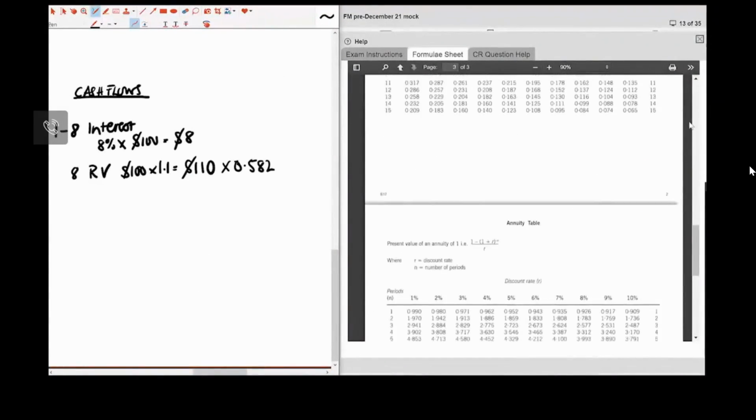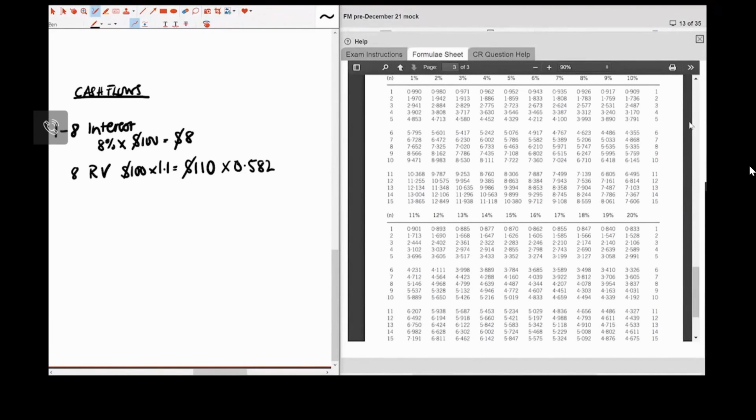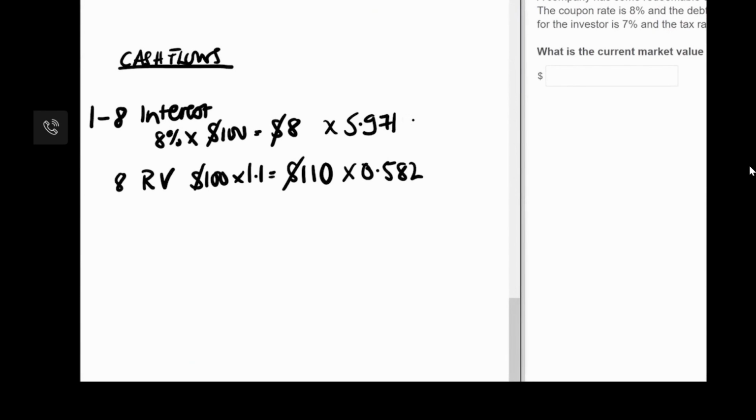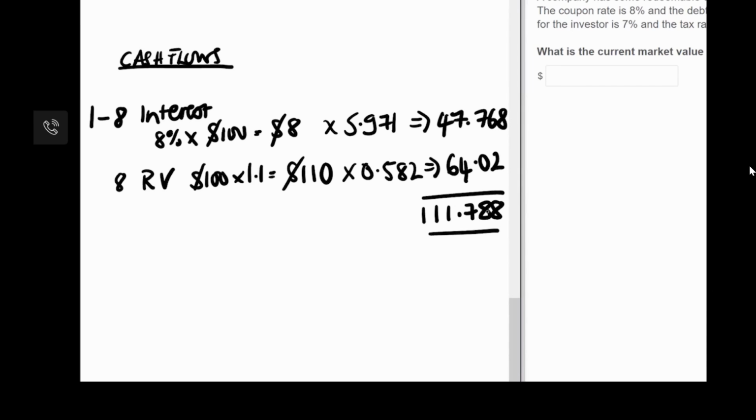Then we go to the annuity table and we look at the annuity factor at 7% for 8 years, which is 5.971. Then we times the interest by the annuity factor, which is 47.768, and the 110 by the present value factor is 64.02. We total them up and we'll get 111.788. Now remember, we have to put that into the nearest dollar. So the nearest dollar is 112.